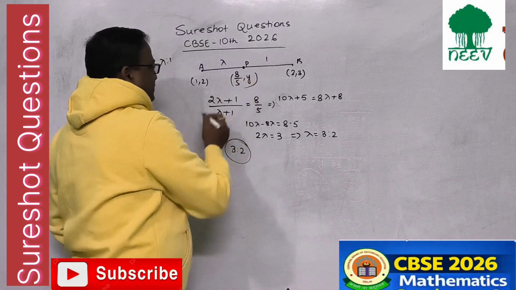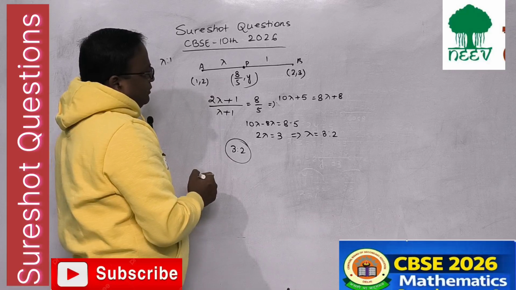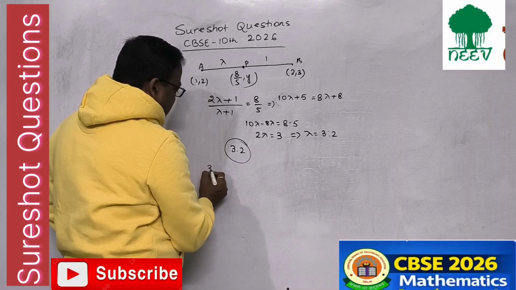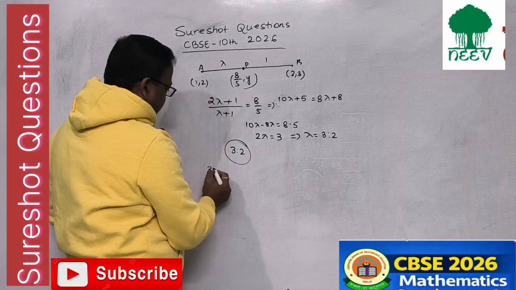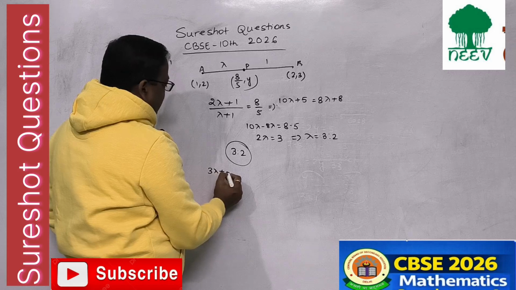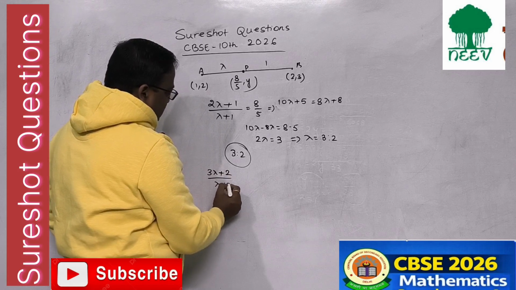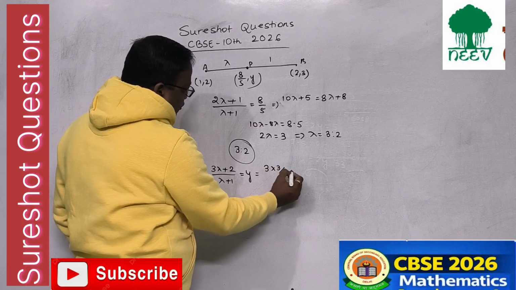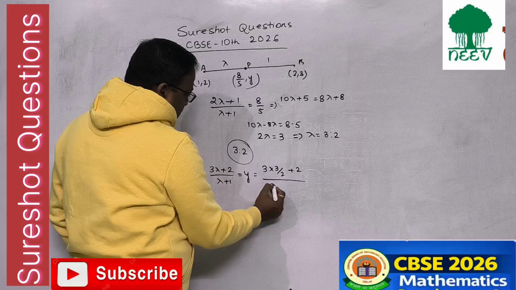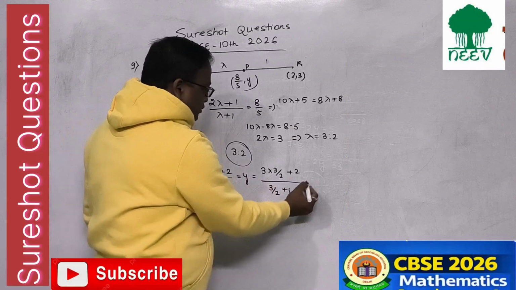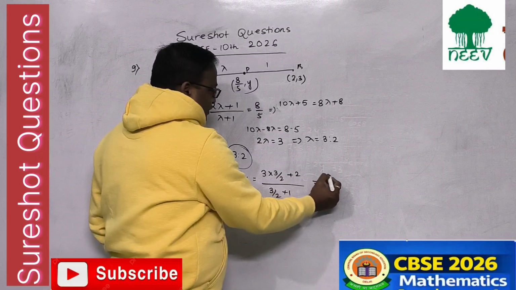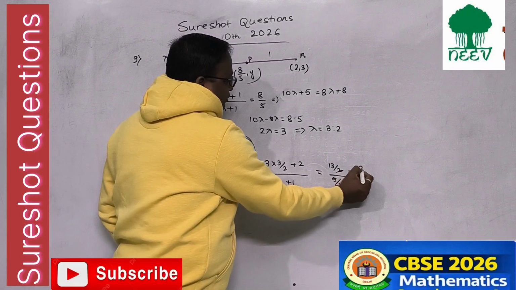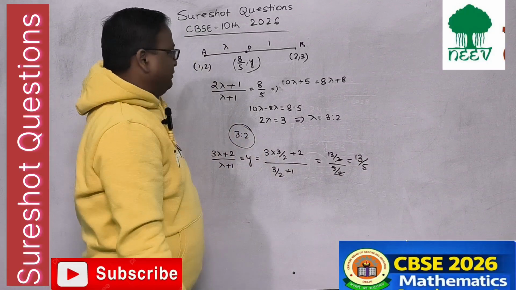First answer done. Now let's come to y. The y coordinate is (3 into lambda plus 1 into 2) by (lambda plus 1) is equal to y. So 3 into 3 by 2 plus 2, over 3 by 2 plus 1. So this is 9 plus 4, 13 by 2, and the denominator is 3 plus 2 by 2, which is 5 by 2. So the value of y is 13 by 5. Clear?